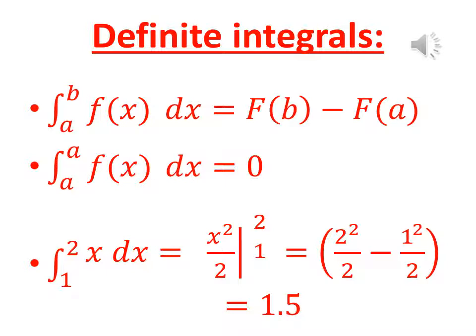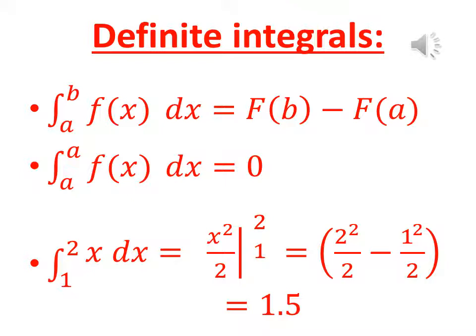So the integral from a to b of f(x) dx: first integrate f(x). The integration of small f(x) is capital F(x). Then substitute in capital F, instead of x, b, the upper limit, minus capital F instead of x with the lower limit a. So it equals F(b) minus F(a). Integration from a to a, from a number to the same number, for any function is equal to 0, because F(a) minus F(a) is equal to 0.